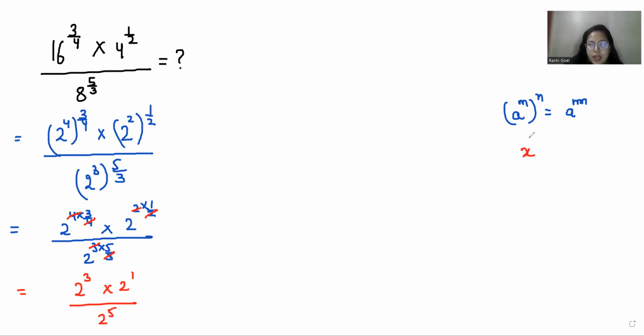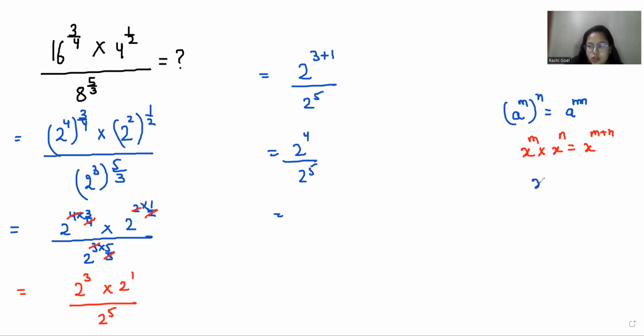Now the exponent rule: x power m times x power n, we can write as x power m plus n. So it becomes 2 power 3 plus 1 by 2 power 5, which is equals to 2 power 4 by 2 power 5.